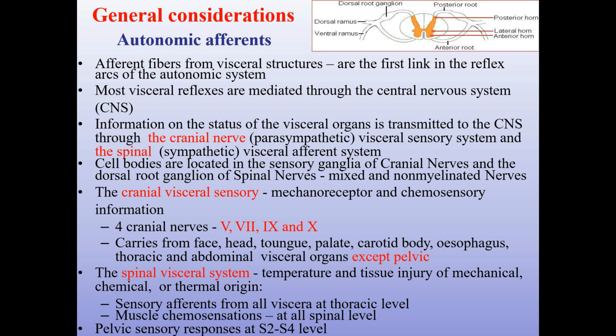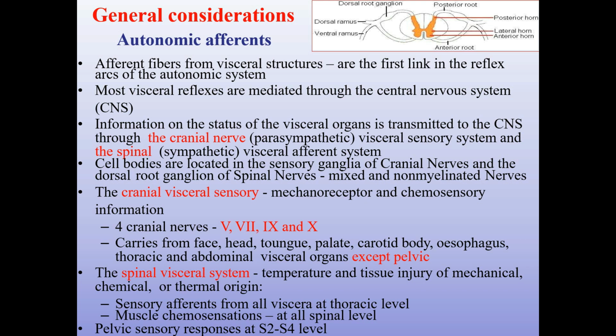Autonomic afferents. Afferent fibers from visceral structures are the first link in the reflex arcs of the autonomic system. Most visceral reflexes are mediated through the central nervous system. Information on the status of the visceral organs is transmitted to the CNS through the cranial nerve, parasympathetic, visceral sensory system, and the spinal, sympathetic, visceral afferent system. Cell bodies are located in the sensory ganglia of cranial nerves and the dorsal root ganglion of spinal nerves, with myelinated and non-myelinated nerves. The cranial visceral sensory system carries mechanoreceptor and chemosensory information.